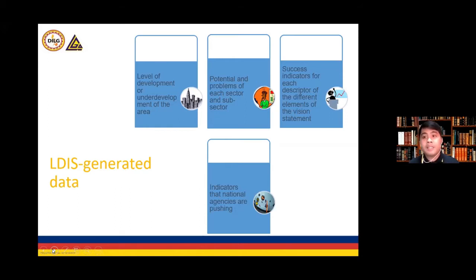And then success indicators for each descriptor of the different elements of the vision statement. So we already know that, we did that yesterday, the different success indicators, okay? And indicators that the national agencies are pushing. Where do we get this? How do we identify the thrusts and priorities of the national government? Of course, those change, but what is our basis? Anyone, where do we base or where do we call out the priorities and thrusts of the national government?